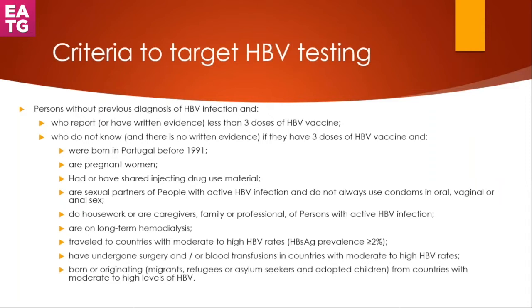they also should be offered testing, or a pregnant woman, or injecting drugs, or have sexual partners with active hepatitis B infection, are housemates or caregivers or health professionals of people with active HBV infection, are in long-term hemodialysis, traveling to countries with moderate HBV rates, had undergone surgery or blood transfusions in countries with moderate to high prevalence, or were born or originate from these countries, like migrants, refugees, asylum seekers, and adopted children.